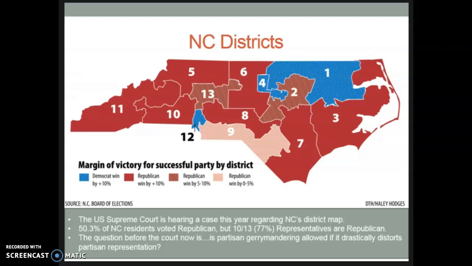So the question before the court is: is partisan gerrymandering allowed if it drastically distorts partisan representation? And just an update on current events this semester: North Carolina courts, not federal courts, have said that partisan gerrymandering is illegal and cannot be done. And so we have redrawn our districts for the North Carolina House of Representatives and the North Carolina Senate, and these districts for U.S. Congress will also have to be redrawn this year.